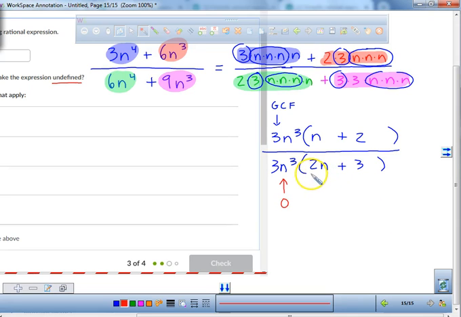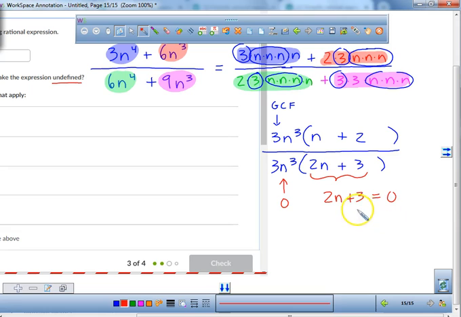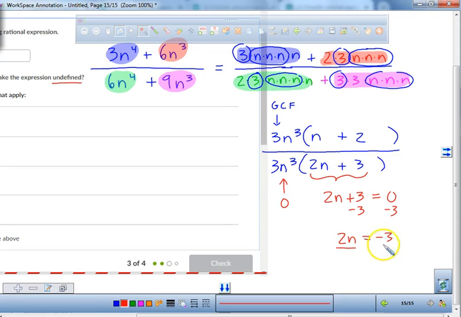Now, what number would make this equal to 0? Here's what you've got to do. If you're not sure, you write 2n plus 3, you put that expression, and you set it equal to 0. And then you just solve for n. Take away 3 from both sides. You get 2n equals negative 3. Divide both sides by 2, and you get n equals negative 3 over 2. That's the mathematical or arithmetic way, the algebra way, solving for n.